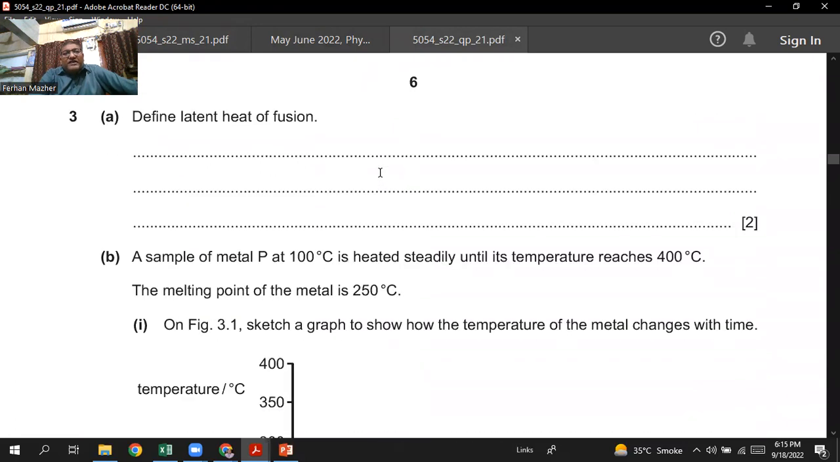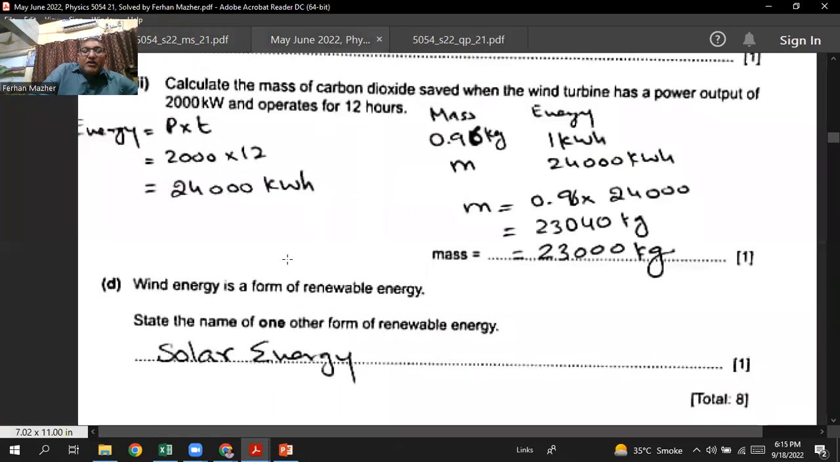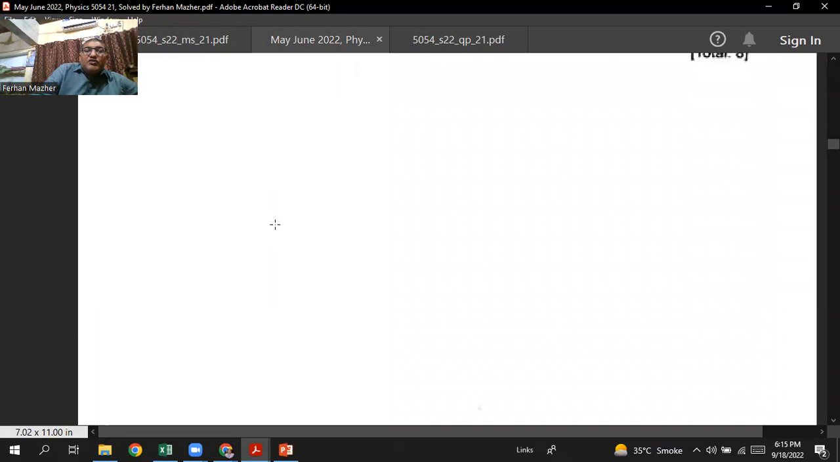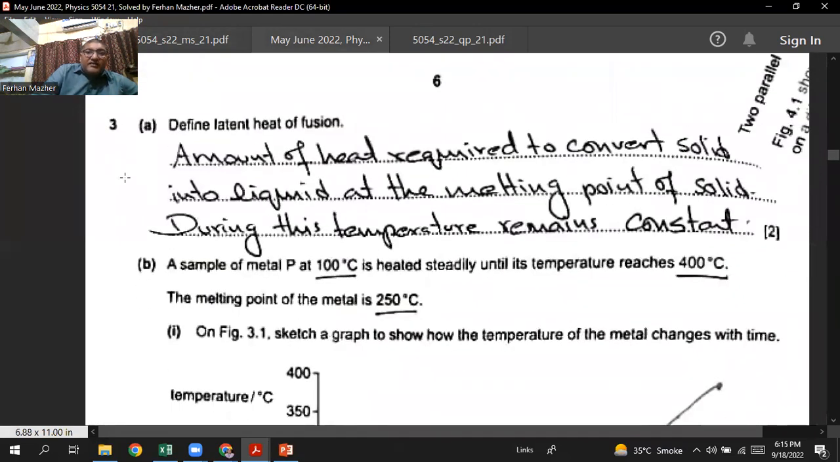Question number 3 is coming up on your screen. He says, define the latent heat of fusion. The latent heat of fusion means the amount of heat required to convert solid into liquid at its melting point. A very simple, straightforward definition. Amount of heat required to convert solid into liquid at the melting point of the solid. During this, the temperature remains constant.